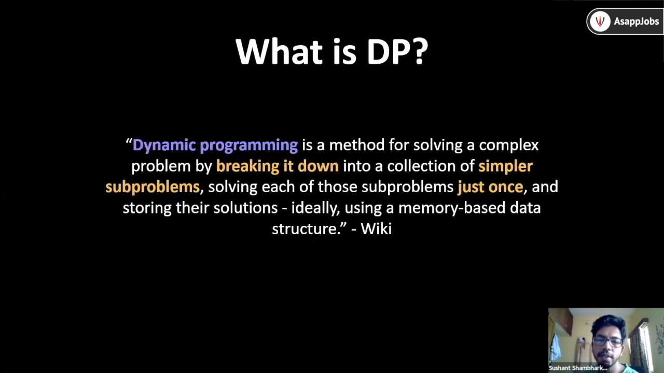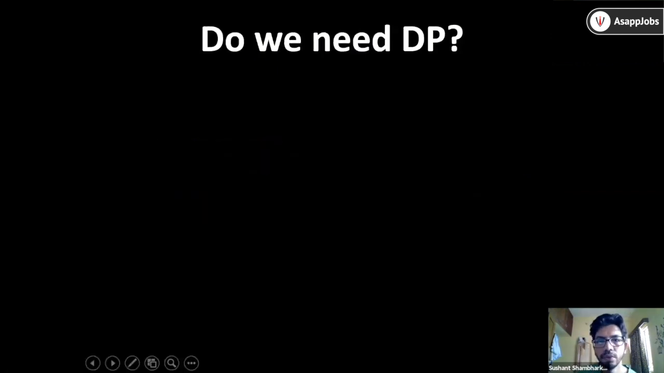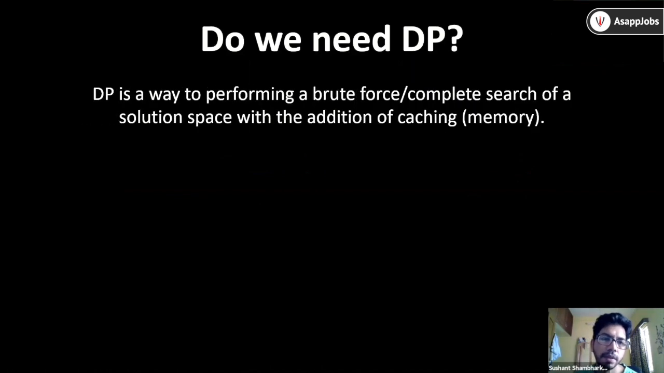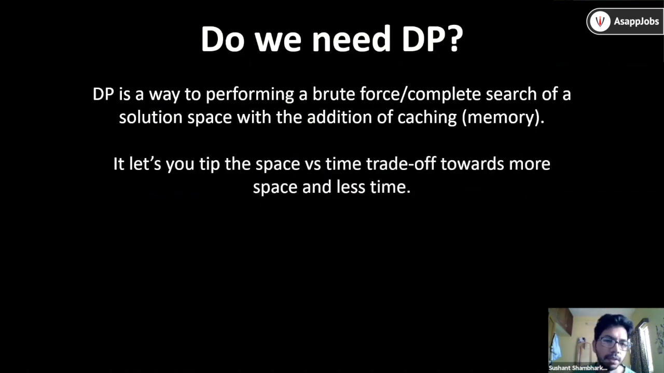So this is a definition on Wikipedia. It is a method for solving complex problems by breaking them down into a collection of simpler subproblems, solving each subproblem just once, and storing their solutions. So this is a more detailed version of the same thing that I told you. Ideally using a memory-based data structure. So why do we need DP? DP is a way to perform a brute force complete search of a solution space with the addition of caching, that is memoization or tabulation. Yeah, so this is the one that I'm talking about.